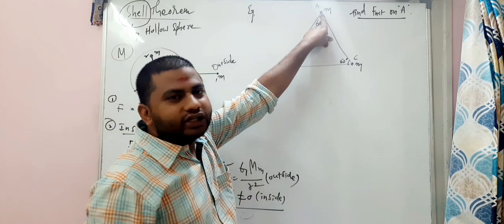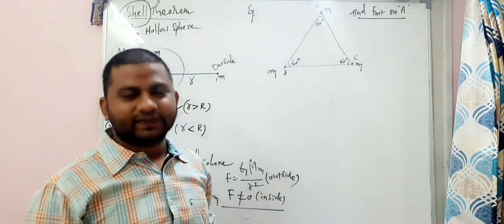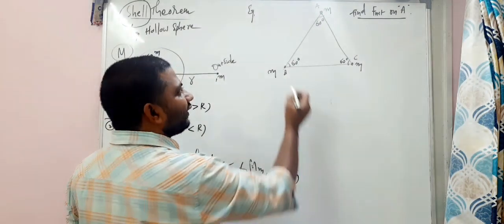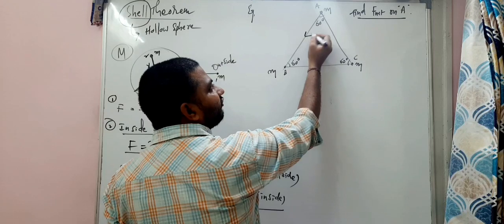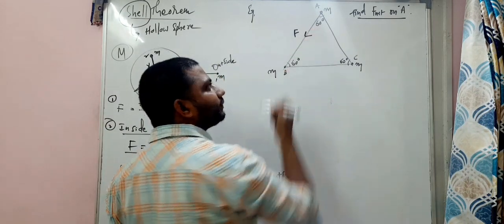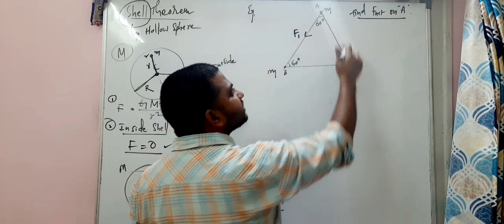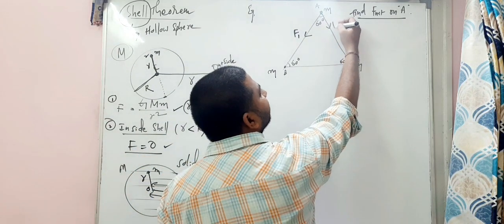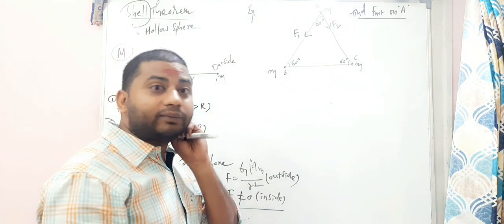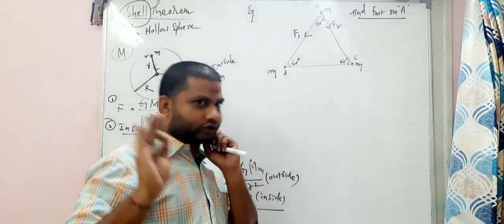Net force on point A due to which mass? Due to this mass as well as due to this mass. Clear? Everybody. This mass will apply a force on this mass. Imagine that is F1. No confusions. And this mass will apply some force on this, that is F2. So what are F1 and F2? I am talking about magnitudes.